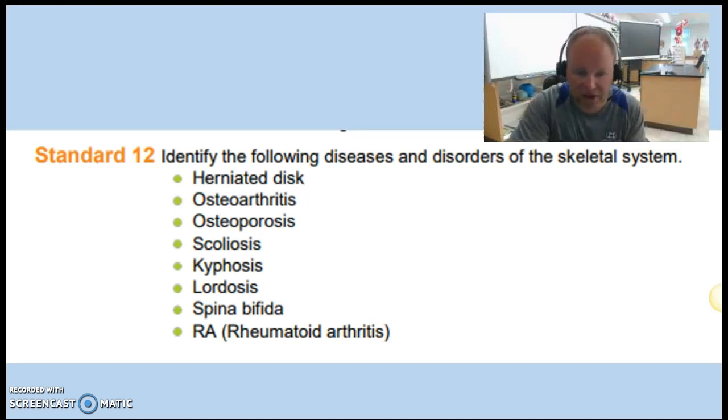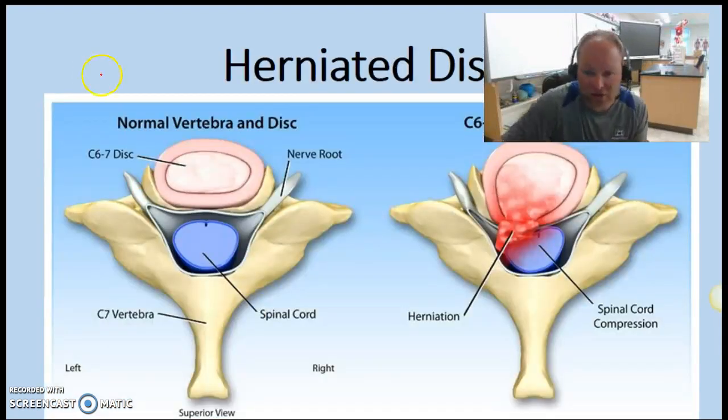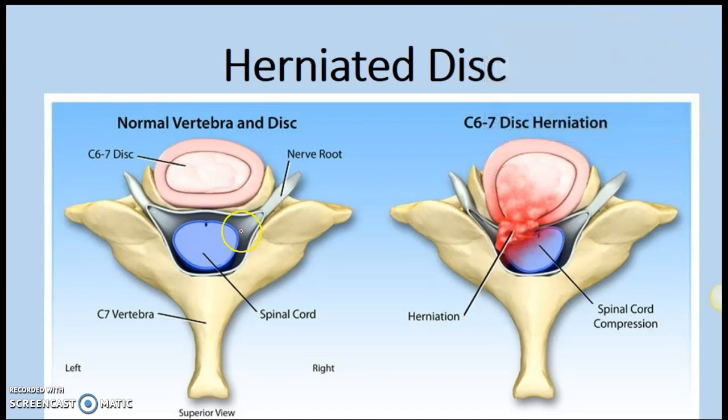Here's the list of the things we need to know. What I'm going to do is run through them all really quick and show you pictures of each one so you can have a good job explaining this to somebody else. So let's go ahead and start with this one, herniated disc. To go back to old school, we have to go back to where we learned about the vertebrae. So if you remember, this is C7.